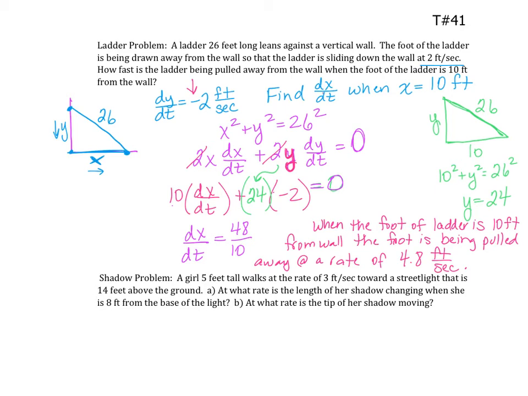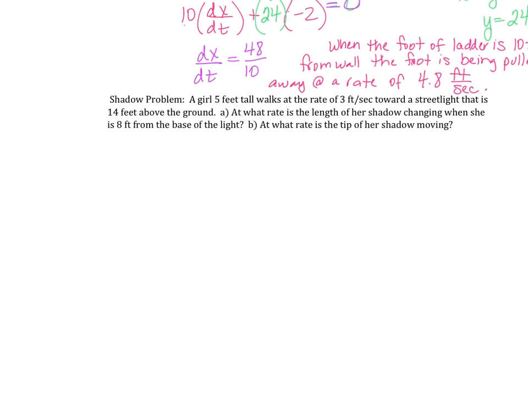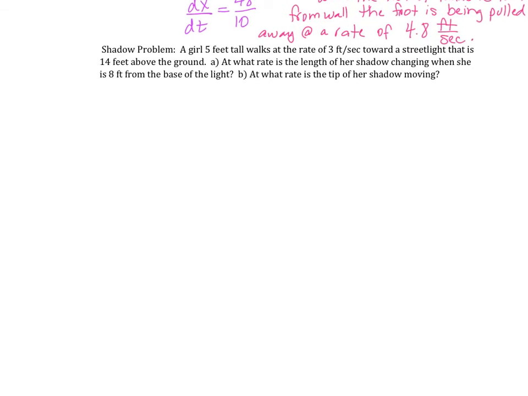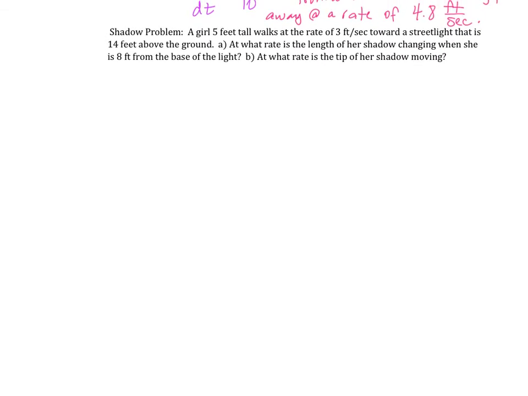All right, we've got one more to do, and we have the shadow problem, okay? The good old shadow problem. So read that. Okay, the girl's 5 feet tall, walks at a rate of 3 feet towards a street light that is 14 feet above the ground. At what rate is the length of her shadow changing when she is 8 feet from the base of the light? At what rate is the tip of her shadow moving?